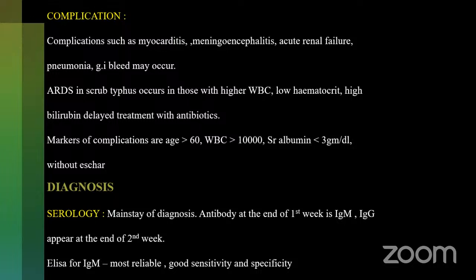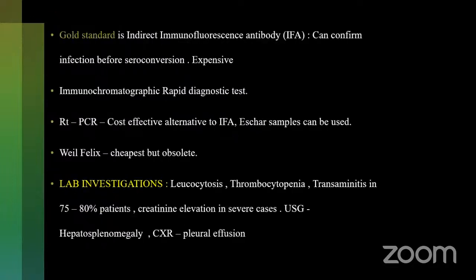For diagnosis, serology remains the mainstay. The IgM antibodies appear at the end of the first week, and IgG appears at the end of the second week. So, ELISA for IgM is the most reliable test. It has a good sensitivity and specificity. But the gold standard remains the IFA, indirect immunofluorescence antibody. This test can confirm infection even before seroconversion happens, but it is expensive.